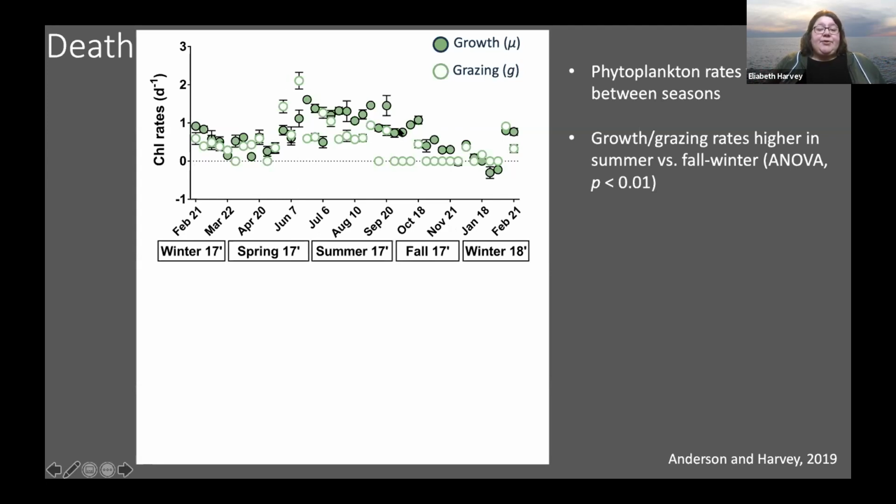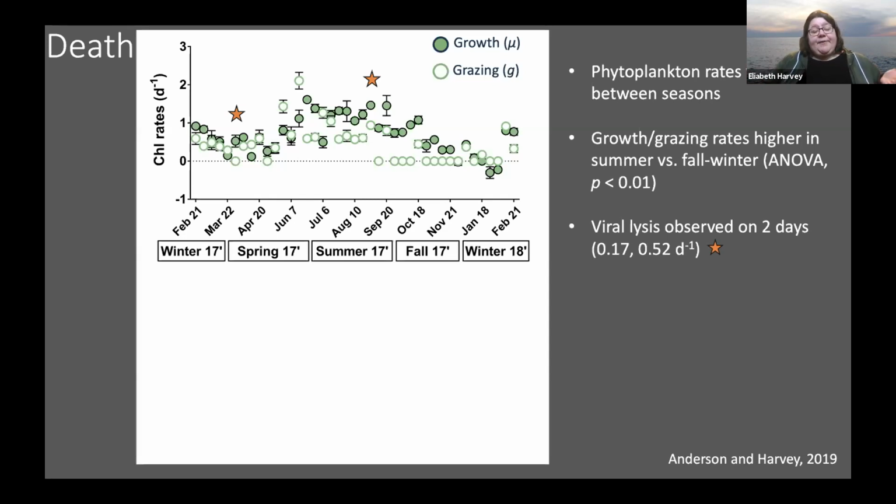In general, growth and grazing were higher in the summer versus the winter. And really interestingly, we didn't capture a lot of viral mortality. So there were only 2 occasions throughout the year where we saw mortality events due to viral lysis. And there's a whole host of reasons about that I'm happy to chat about.